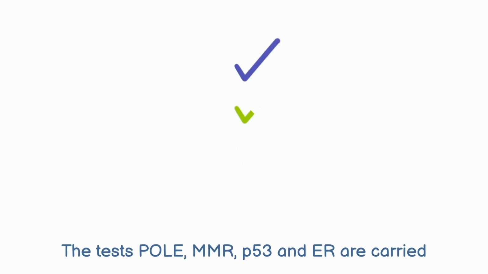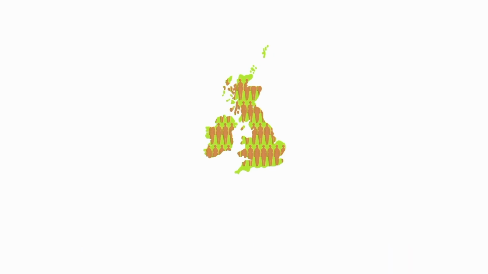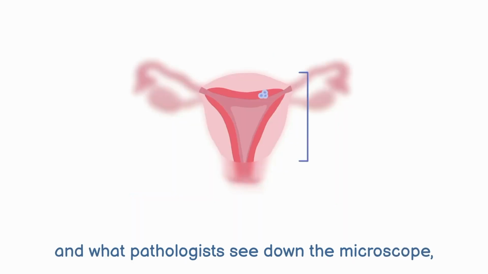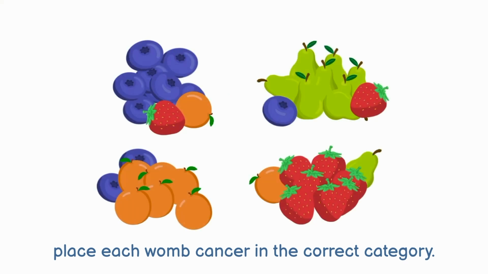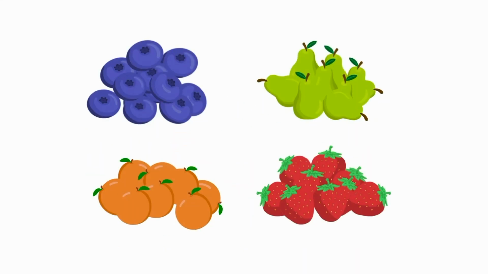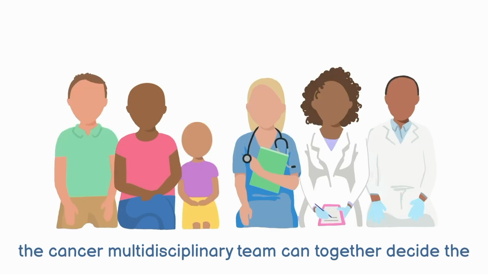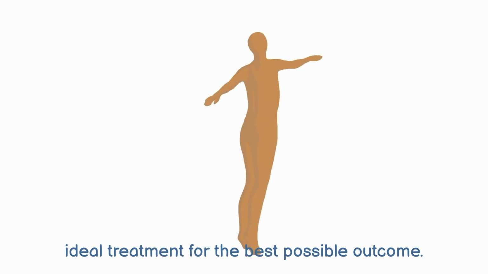The tests POLE, MMR, P53 and ER are carried out in all cases of womb cancer as needed. The results of these tests, along with the cancer stage and what pathologists see down the microscope, place each womb cancer in the correct category. This ensures that the patient, their family, and the cancer multidisciplinary team can together decide the ideal treatment for the best possible outcome.